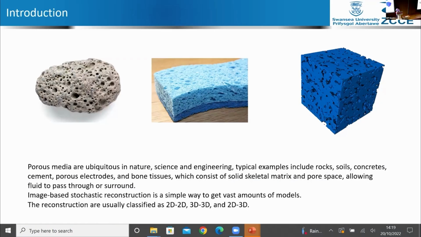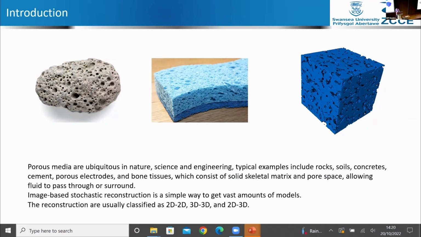So this method focuses on porous material, and porous materials are very ubiquitous in nature, science, and engineering. Typical examples include rocks, soil, concrete, cement, porous electrodes, and bone tissues, which consist of a solid scattered matrix and pore space, allowing fluid to pass through or surround.